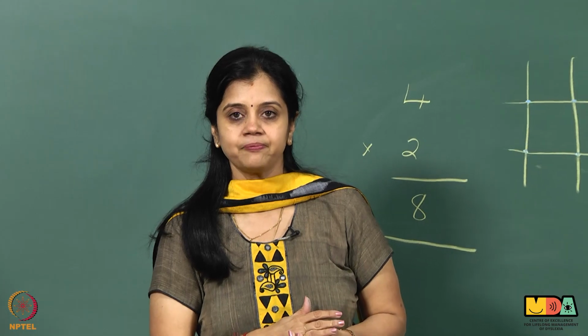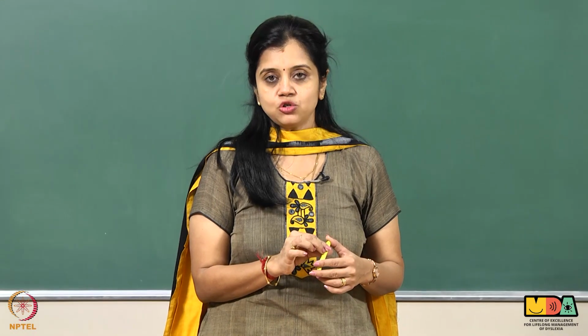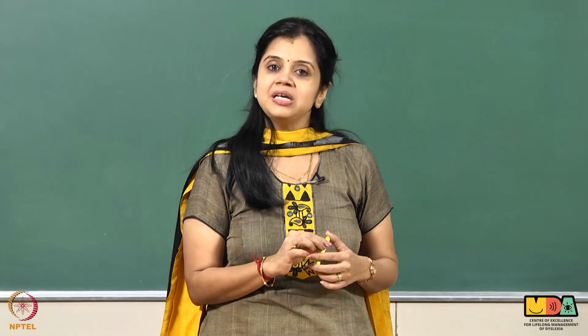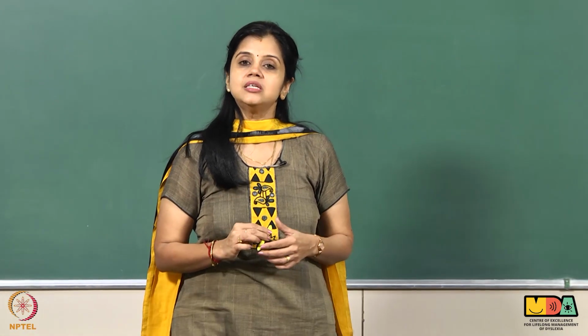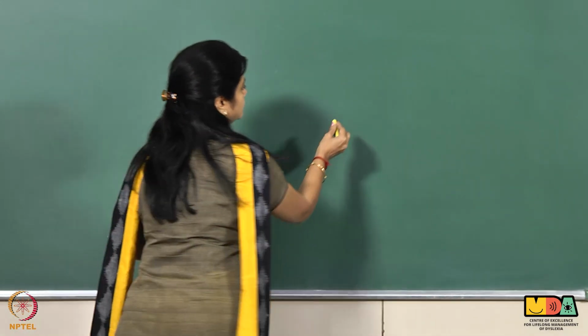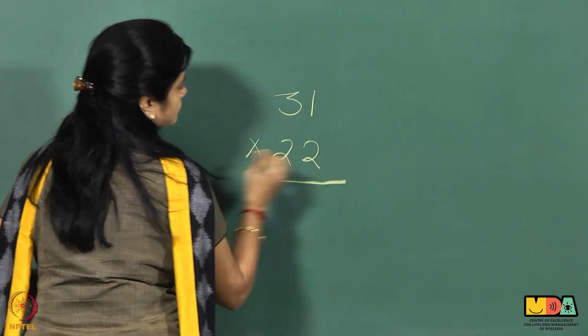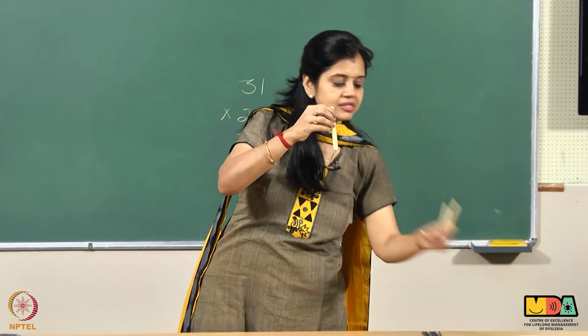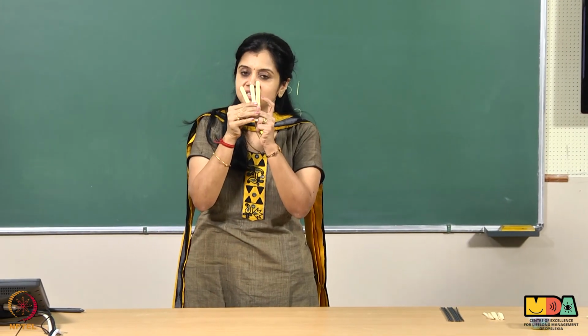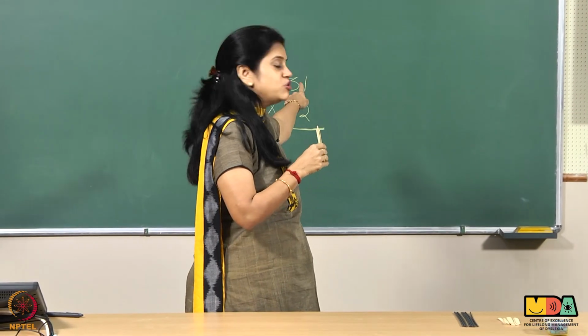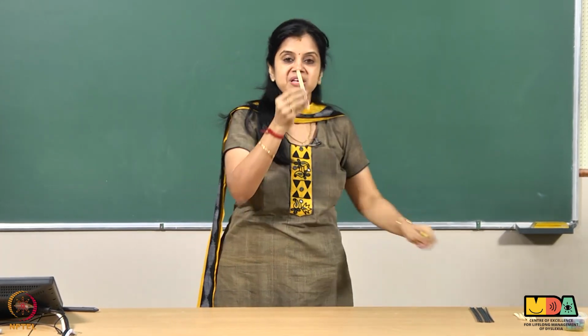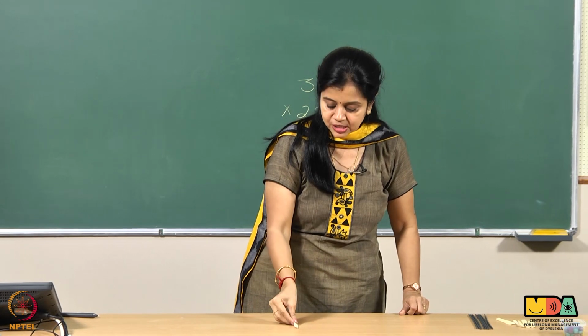Now, let us see if we can use the same sticks that we used to learn 3 into 2 to do a double digit multiplication by another double digit number. For example, let us take the number 31 and 22. Now, this stick or these sticks will represent the units. So, what do I see in the units column of the first number? 1. That means I need to take one stick and place it on the table.